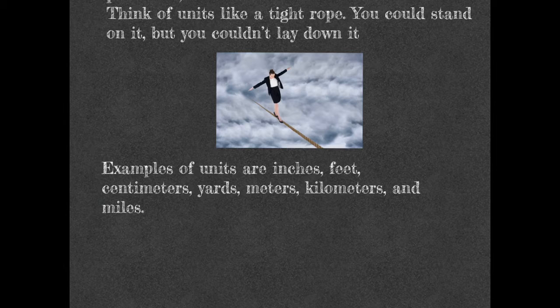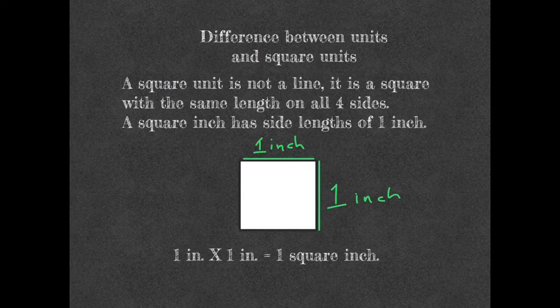So for finding area, we're not looking at just a thin line. We're looking at the whole inside, all of it. That's the area. So what's a square unit? Because that's what we have to use. A square unit is not a line. It is a square with the same length on all four sides. This is a square unit.